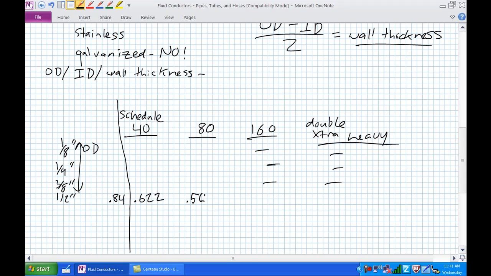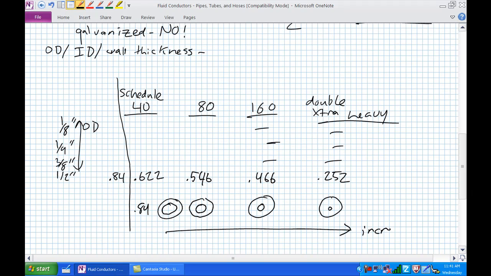Schedule 80, 0.546. 0.466, 0.252. What that's showing you is, again, the OD remains the same, 0.84. But for schedule 40, it's 0.622. 0.546 for schedule 80. 0.466. Double extra heavy, 0.252. So, showing you increased pressure rating. Okay, you're paying with loss of the capacity.